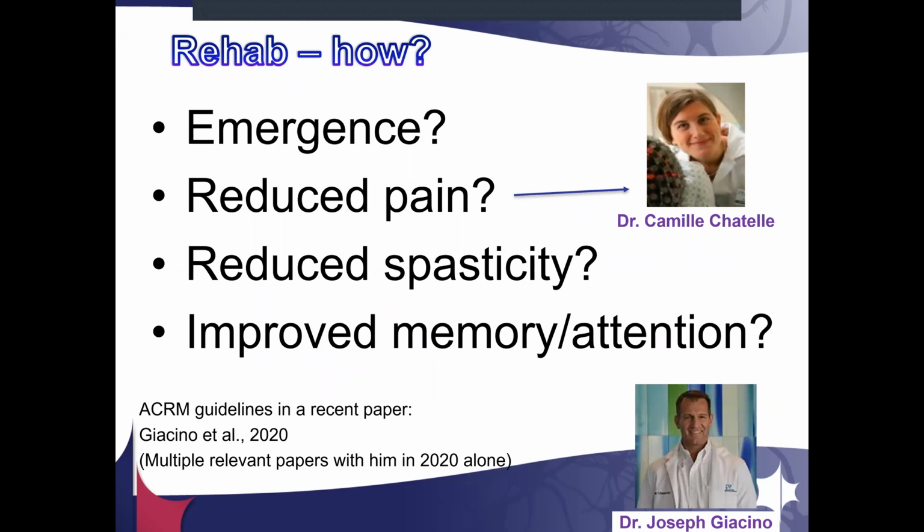So when I say rehab, what do I mean by rehab? There are a lot of different ways that you can address this. One is emergence, that is, are you trying to help the person emerge into consciousness? Another type of rehabilitation could be reduced pain or reduced spasticity. You might also be trying to improve memory or attention, and there are other options. So throughout this talk, it's important to note that there are different ways that the word rehab can be employed in this context.